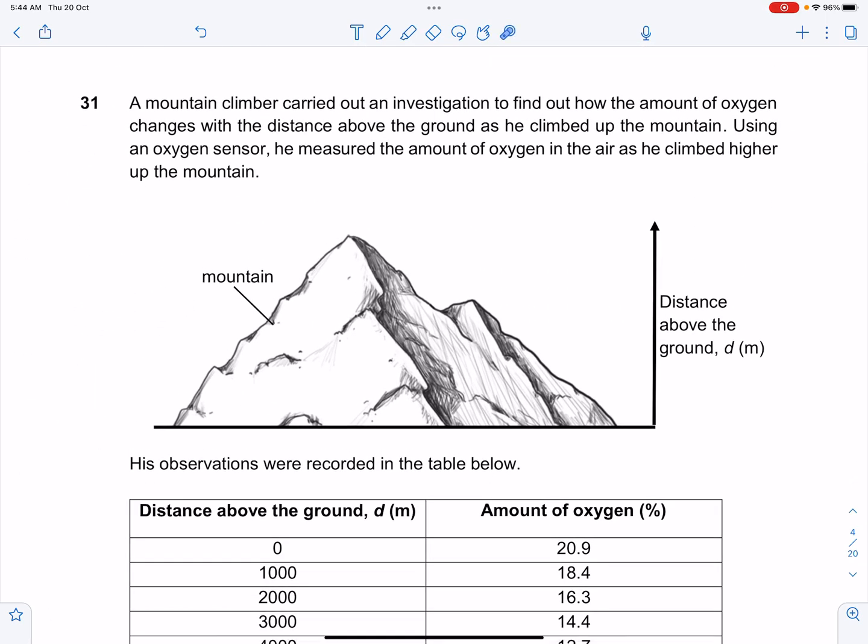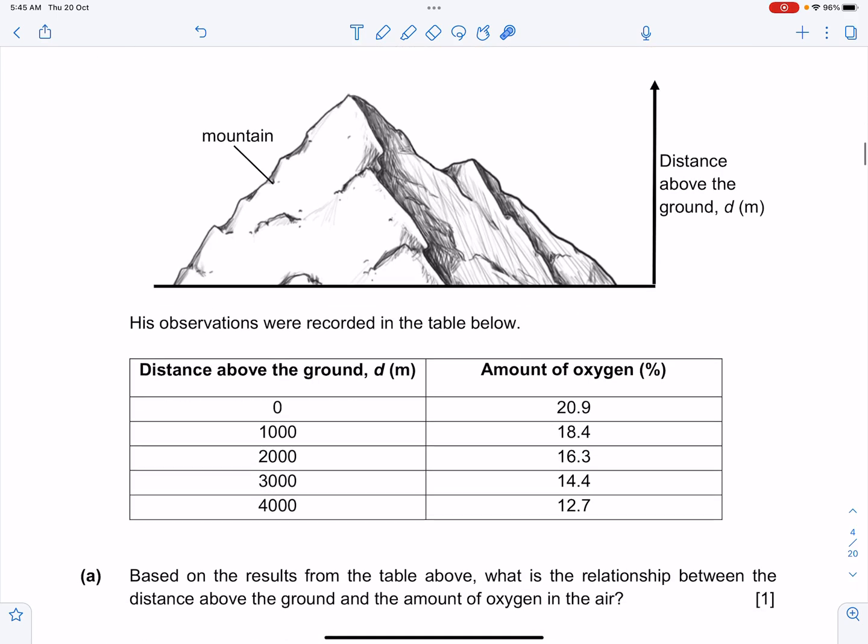A mountain climber carried out an investigation to find out how the amount of oxygen changes with the distance above the ground as he climbed up the mountain. So right off the top, I'm thinking that this topic should be respiration, just based on these few statements. Using the oxygen sensor, he measured the amount of oxygen in the air as he climbed higher up the mountain.